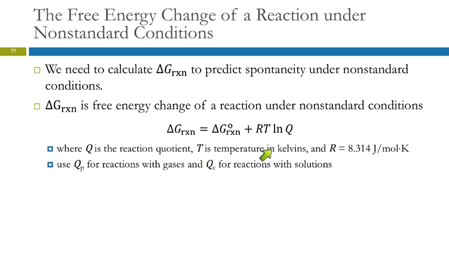T is temperature, as frequently is the case, it needs to be in kelvins. And here R is the ideal gas constant with the units of joules per mole Kelvin. So if we're looking at gases, then we would typically use Qp, where we're doing it with the pressures as opposed to the concentrations. If we have solutions, we're going to use Qc, where it's calculated using concentrations.